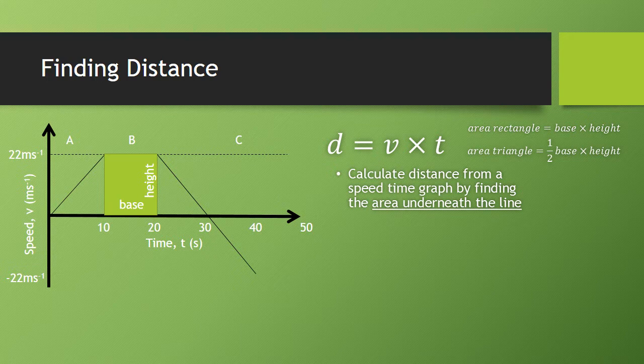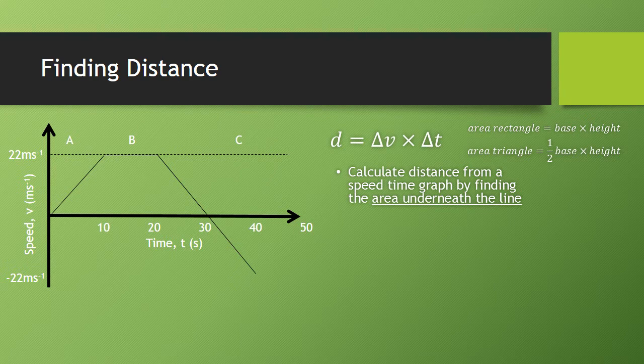So if I calculate the base, which is 10 seconds, times by the height, which is 22 meters per second, I'm actually doing this equation over here. I'm going 10 seconds multiplied by the speed of 22, which will give me a distance. So this is a little bit of a cheat really, to think about it as being the area underneath that graph, but it's very useful when it comes to calculating areas with triangles.